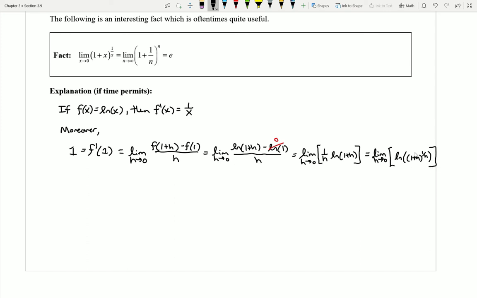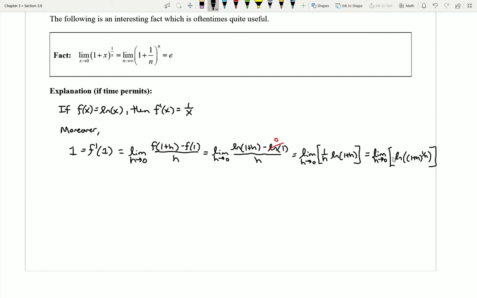Now you might be thinking, Kyle, this is a lot of work. Why exactly does this, or how does this relate to what I have up here? Well, what you'll notice is that this inner part, (1 plus h) to the power of 1 over h, looks extremely similar to this first limit, except for the fact that I have a natural log.